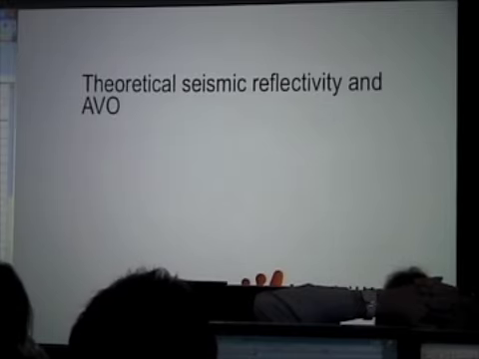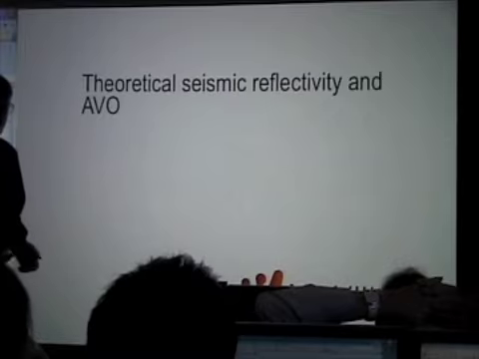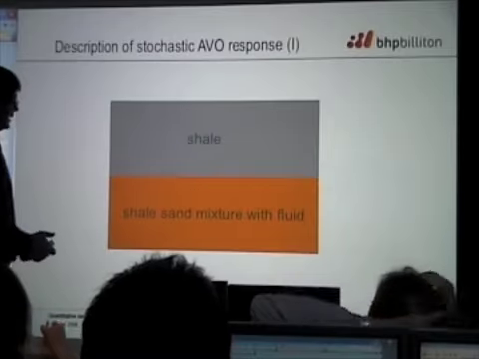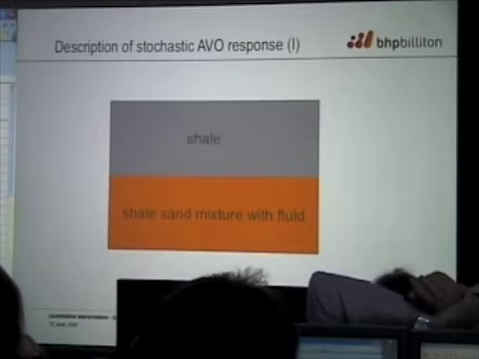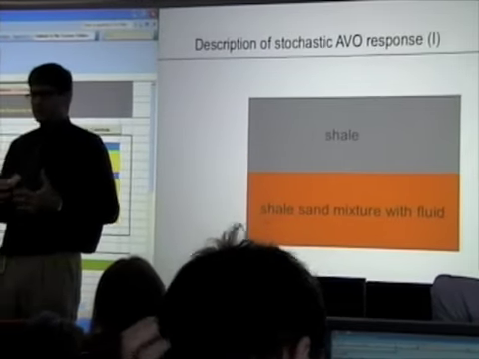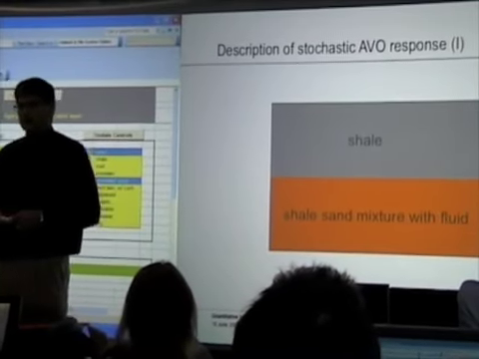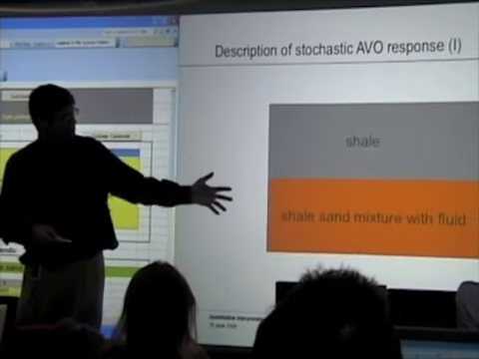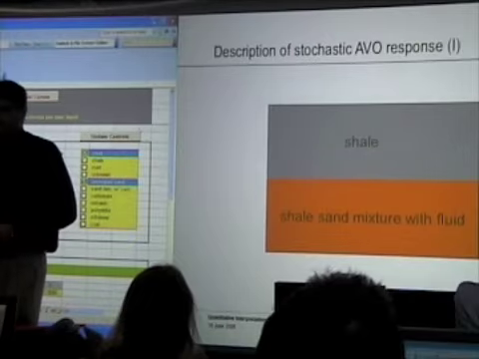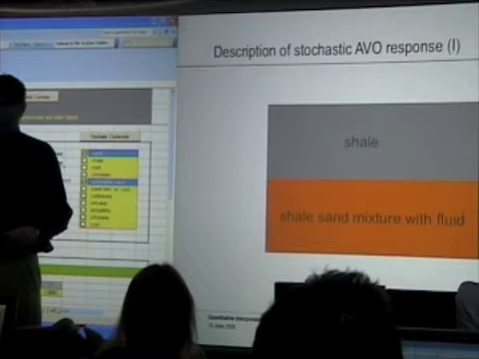Well, in the end, we want to predict seismic reflectivity, right? Because that's what we're seeing in the seismic data. And the short answer is we need all those things to be able to calculate it. Let's start simple. The standard amplitude risking that most of us do is based on this model. It's a half space with normally shale on top and a sand shale mixture with a fluid below it. And we ask, what is the reflection coefficient from this model?